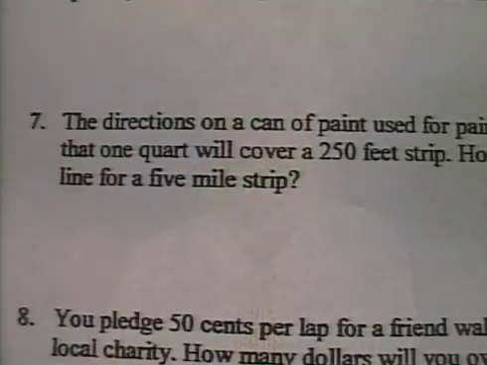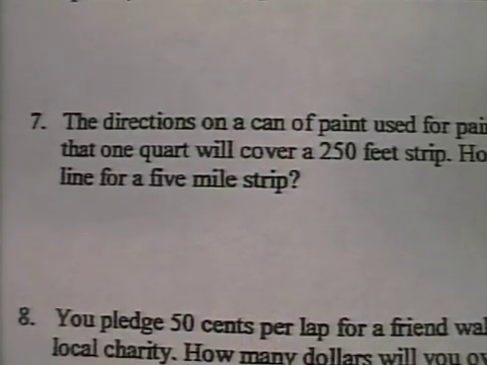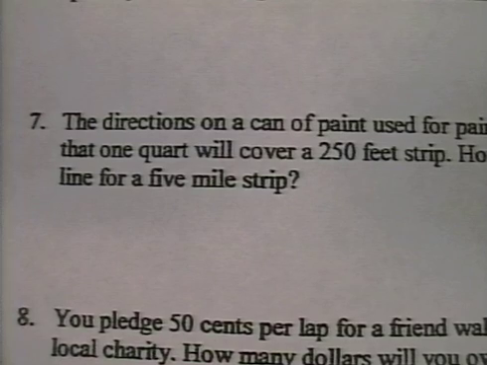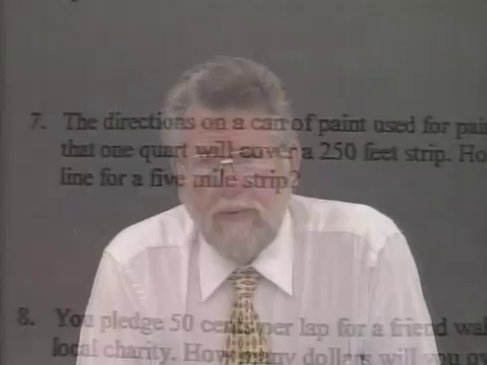now let me set this up. We have a can of paint, and you're told in that can of paint it's used for making strips on highways, streets and such. And 1 quart will cover a 250-foot strip. Now, think of a paintbrush, maybe 4 inches wide, 6 inches wide, and you're just going to take that paintbrush, and here's what you're going to do.